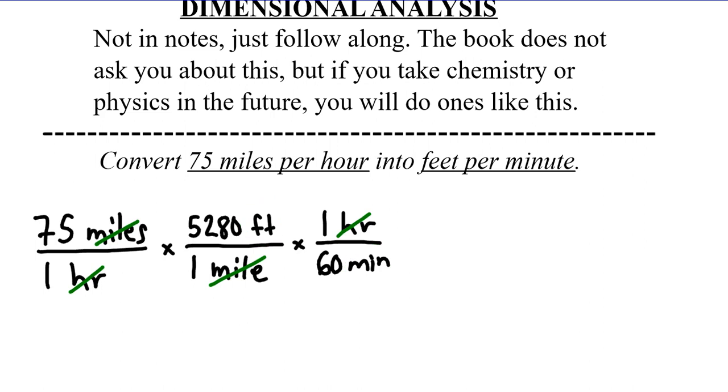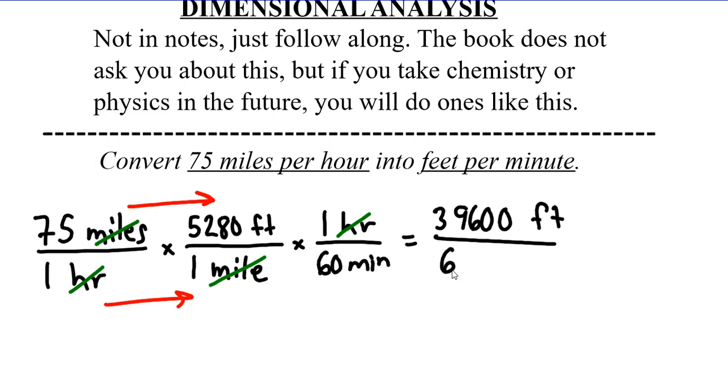There we go. Now I just need to type in the calculator 75 times 5,280. So I just multiply the tops by the tops, bottoms times the bottoms. I end up getting 75 times 5,280 is 396,000. That is feet divided by 60 minutes. So I needed to take that number divided by 60, and I'll end up getting that 75 miles per hour turns out to be 6,600 feet per minute.